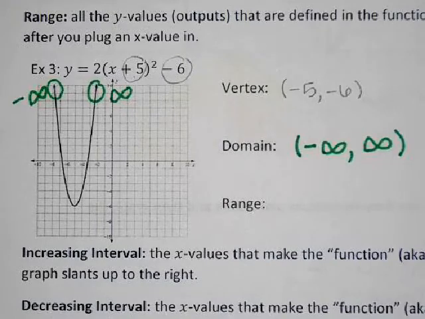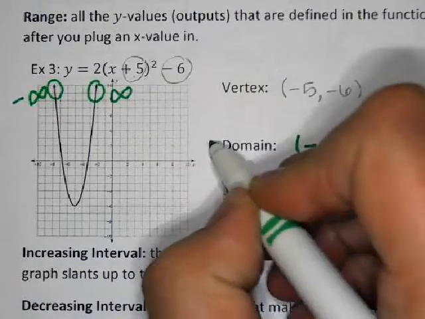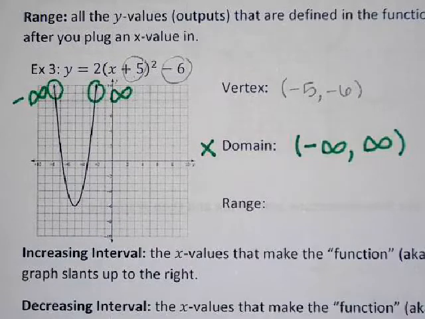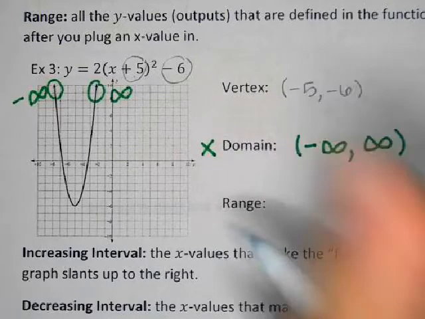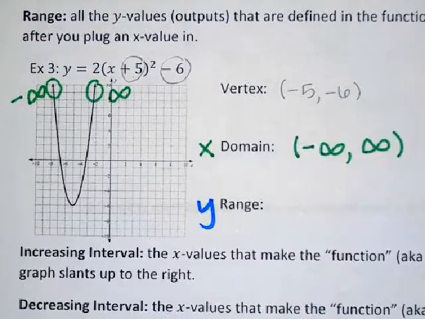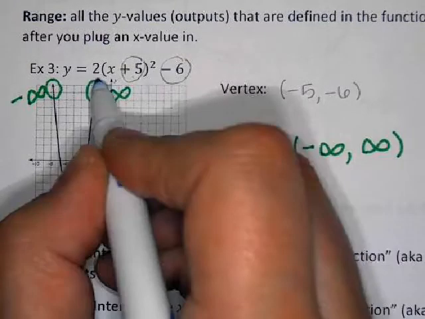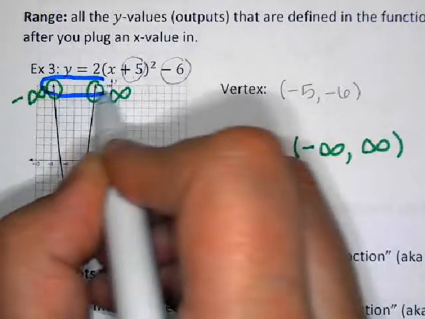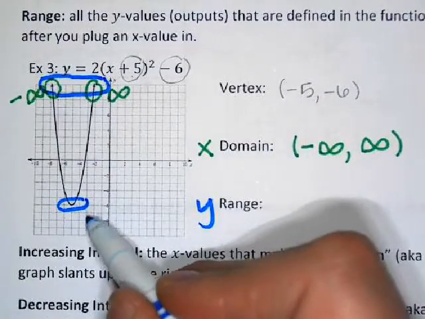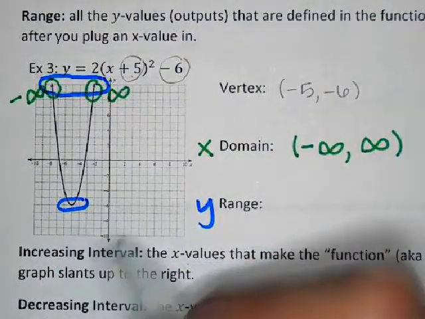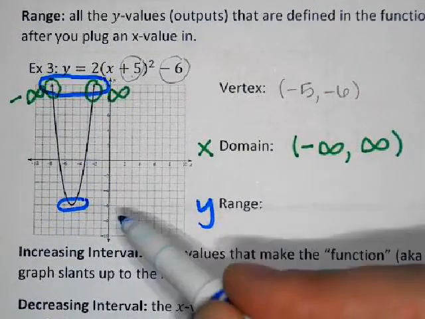Next, we have the range. I'm going to go ahead and write the x down here. This is left to right. Next, we have the range. The range is from the y values. So for this, we're going to go from down to up. We're going to look at the bottom of the graph first, and then we're going to look at the top of the graph. So the bottom of the graph stops at the vertex, and it stops at a number.